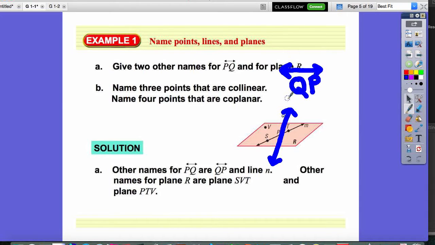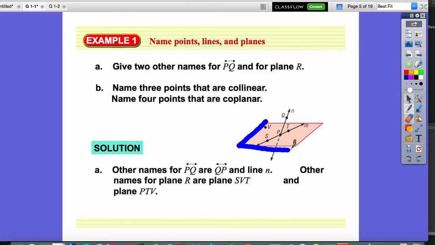And you can also call this line n. You'll notice at this line here, there's a lowercase italicized n. Yes, the answer is down here. I'm just going through this. And for plane R, you can call this by any 3 points on the plane.